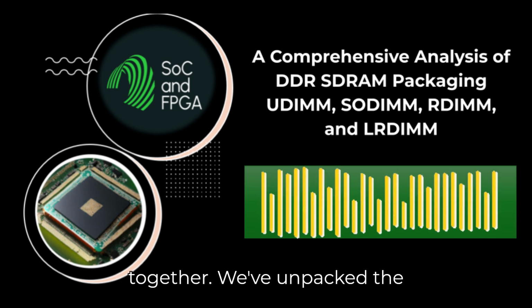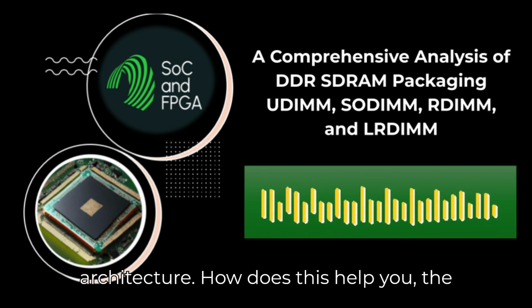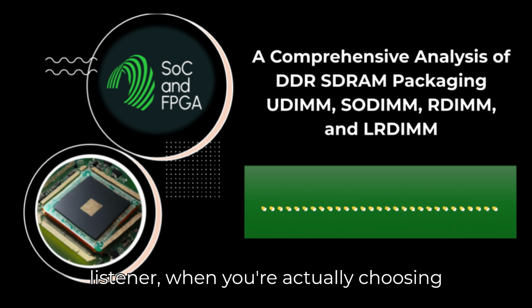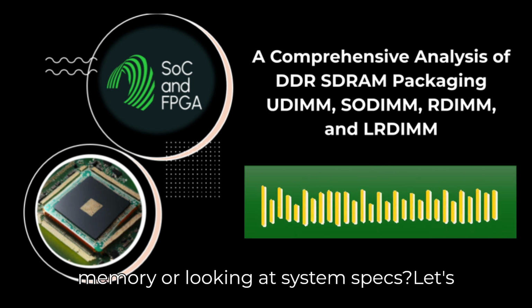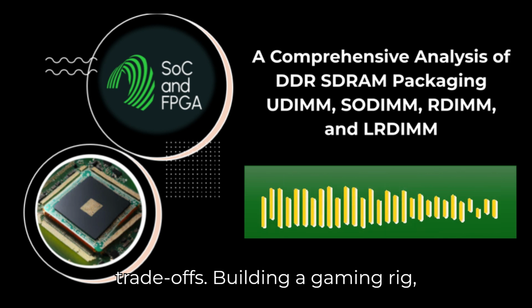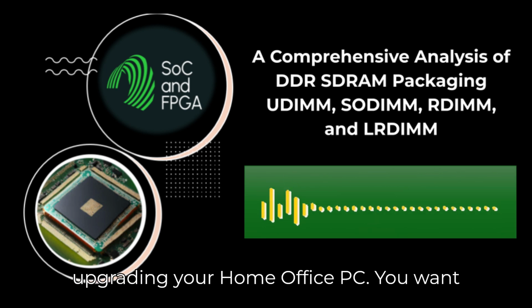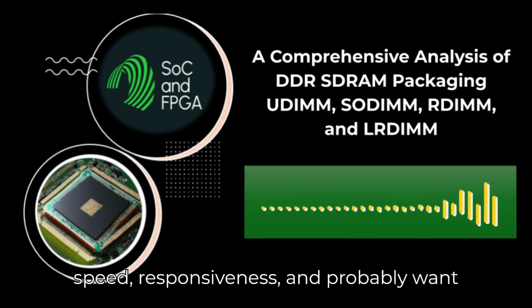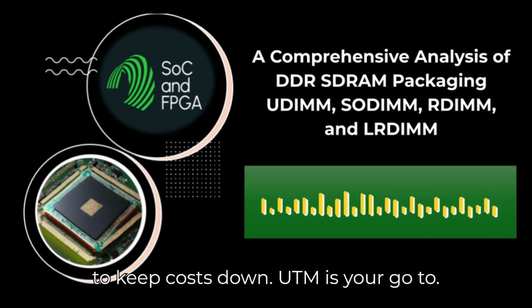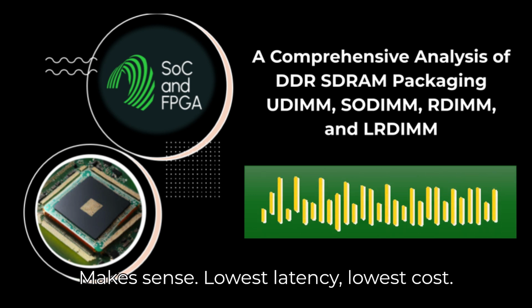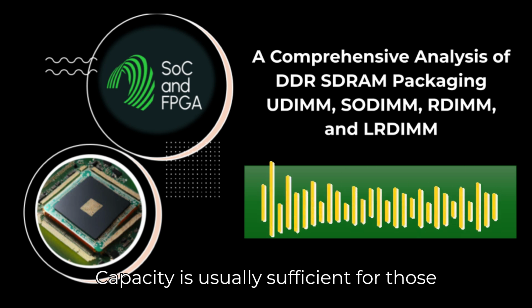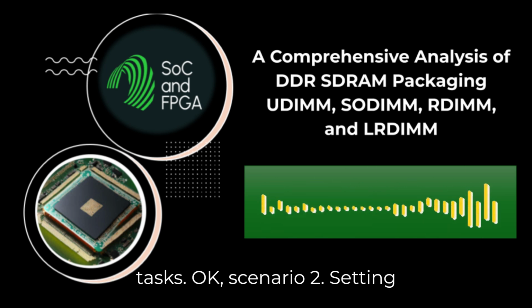Right then. Let's pull this all together. We've unpacked the architecture. How does this help you, the listener, when you're actually choosing memory or looking at system specs? Let's run through the scenarios based on those trade-offs. Building a gaming rig, upgrading your home office PC. You want speed, responsiveness, and probably want to keep costs down. UDIMM is your go-to. Makes sense. Lowest latency, lowest cost. Capacity is usually sufficient for those tasks.